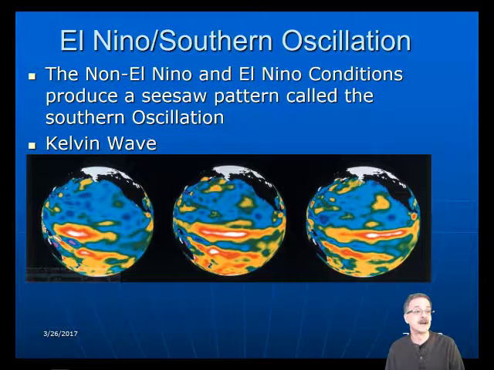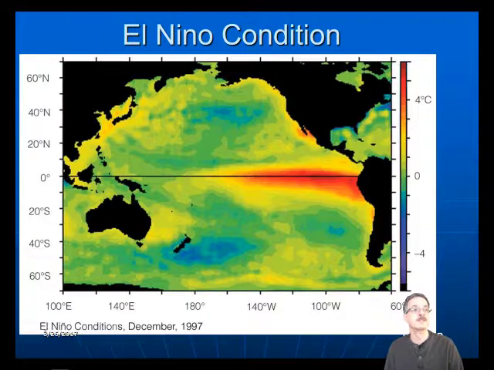This oscillation can also be referred to as a Kelvin wave. But this is a natural happening in the global circulation patterns. And we're not 100% sure why it's happening, but it does happen. It happens on a regular time scale. It could happen every year, might not, but it does happen. All right, so this is an El Nino condition. See how much warmer the water is here, much warmer above normal, and here it's much cooler.